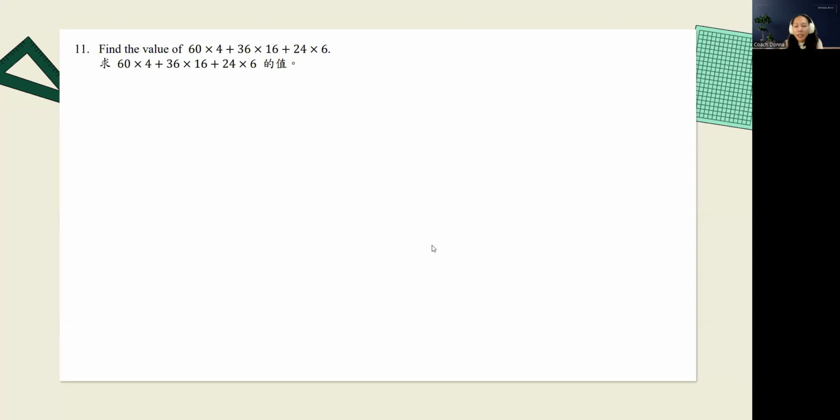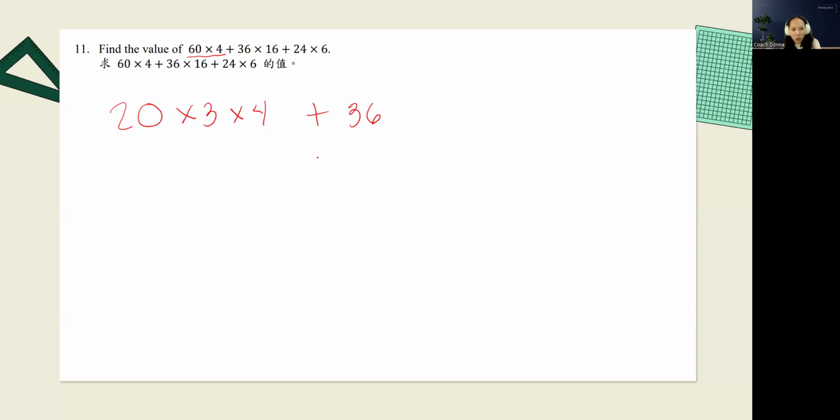For number 11, we have here the problem, this expression right here. What we're going to do is re-express it in a way that will have numbers that are easy to multiply. So you have 60 times 4. 60 can be expressed as 20 times 3. Okay, 20 times 3 times 4, plus 36 times 16.